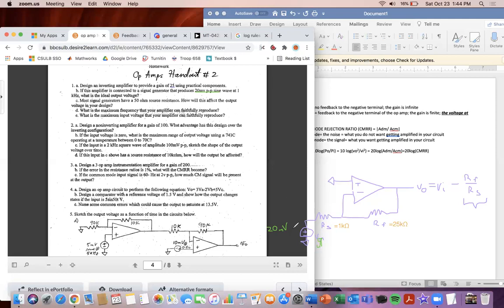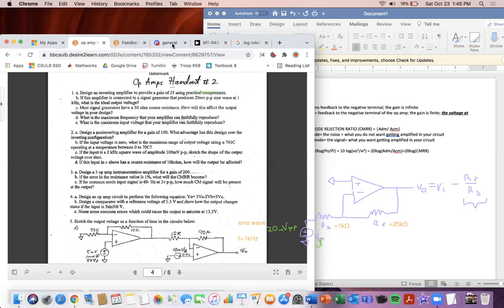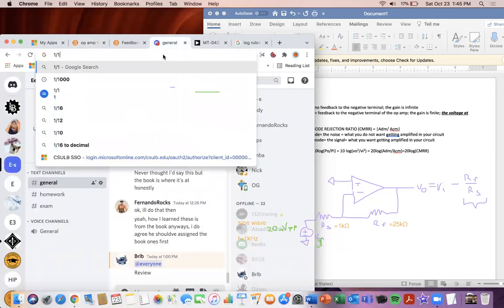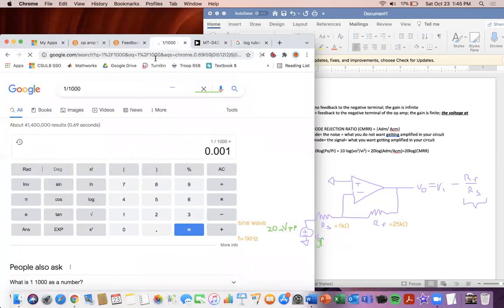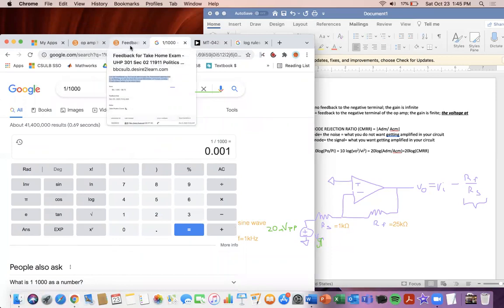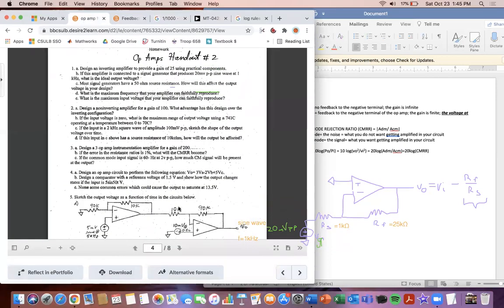And so we had 20 millivolts peak to peak, and it's a sine wave, so I'm just going to write sine wave over here so I remember. And it says the frequency is 1 kilohertz. We know the period is equal to 1 over the frequency. So if I do 1 over 1000 for 1 kilohertz, I get 1 millisecond. And so since I get 1 millisecond here, I'm going to write that here. Period equals 1 millisecond.